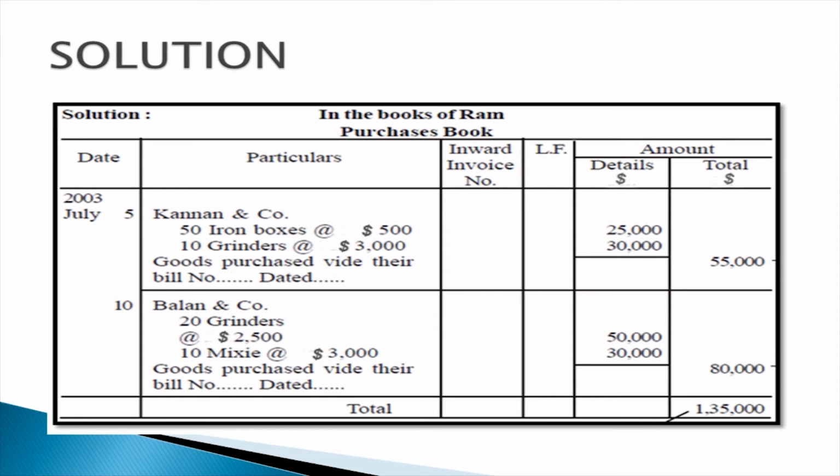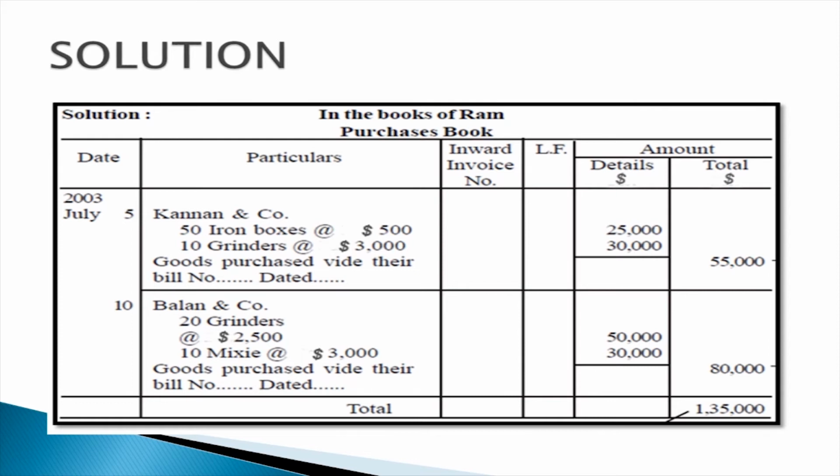So, in particulars column, we will write Kanan and Company, and under it, we will write 50 iron boxes at $500 each and 10 grinders at $3,000 each. So, in details column, we will write $25,000 and $30,000, and the total will be $55,000.